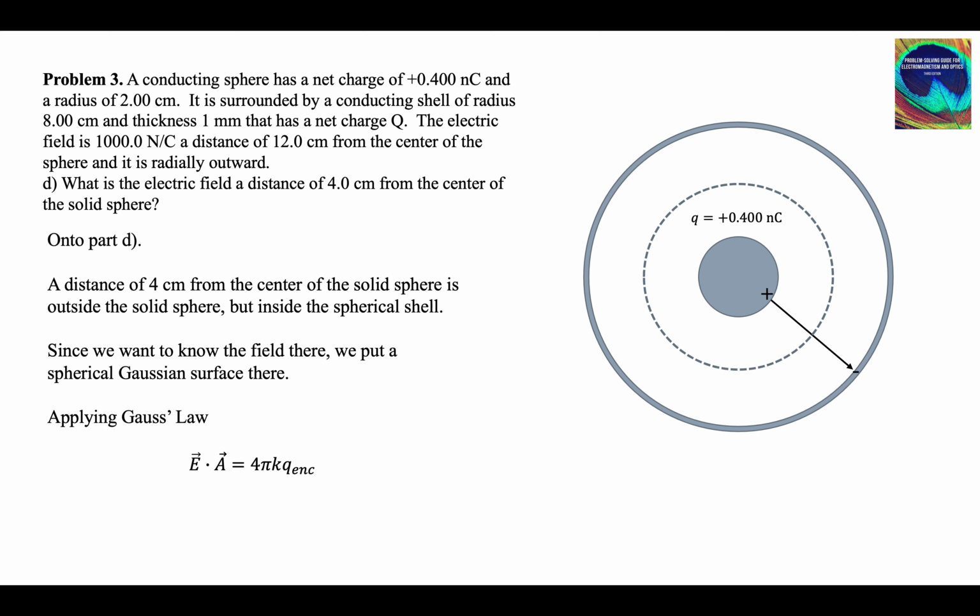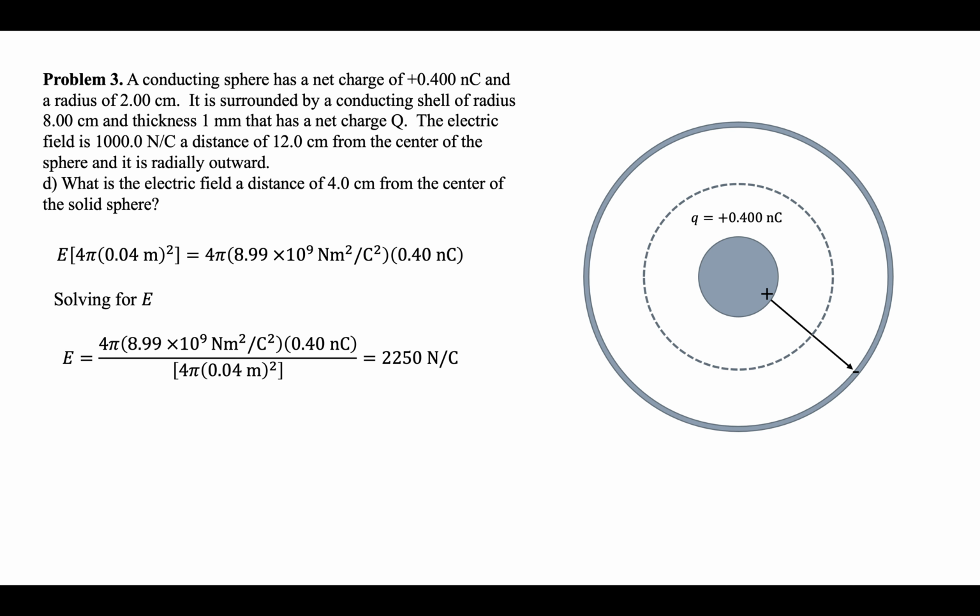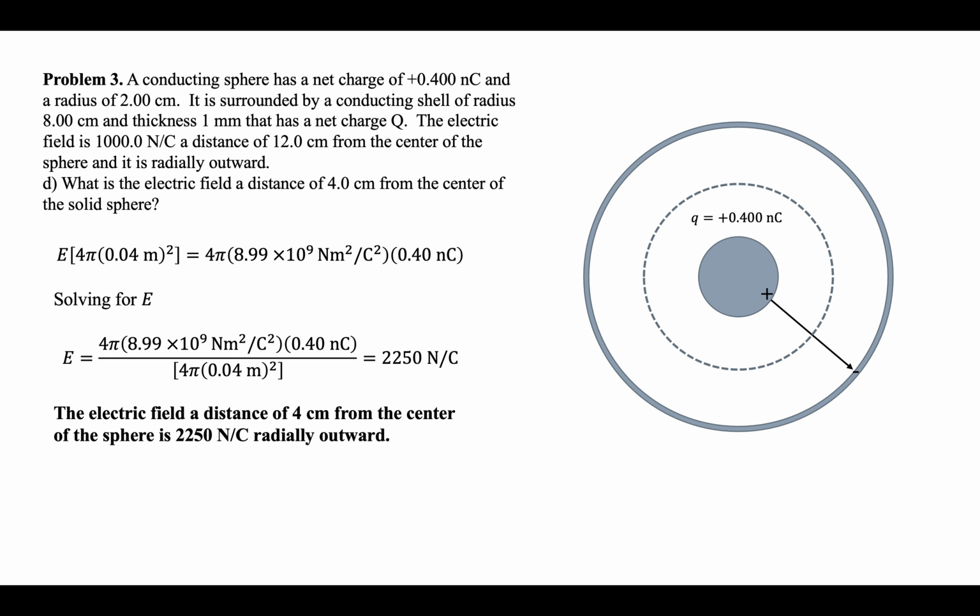Now we can use Gauss's law. E times A is 4 pi k Q enclosed. Q enclosed is only the sphere, plus 0.4. And there's the radius, 0.04 meters. We can solve for E. And we get 2250. But we need the direction. This is positive. The field lines are going radially outward. The answer to part D, the electric field a distance 4 centimeters away from the center of the sphere is 2250 newtons per coulomb radially outward.